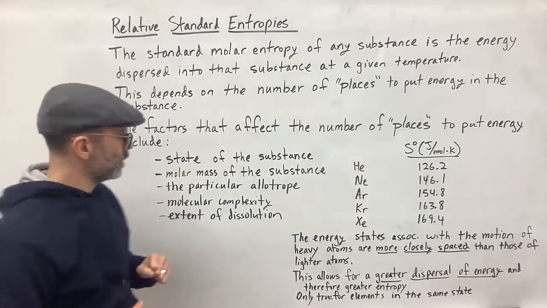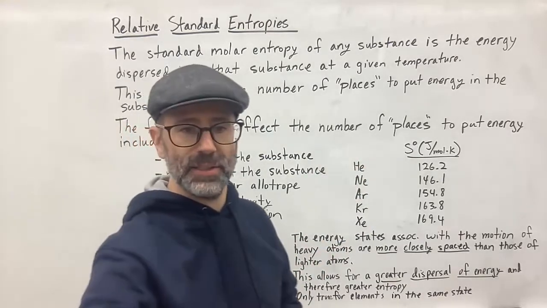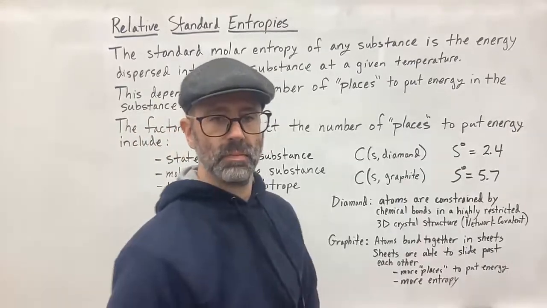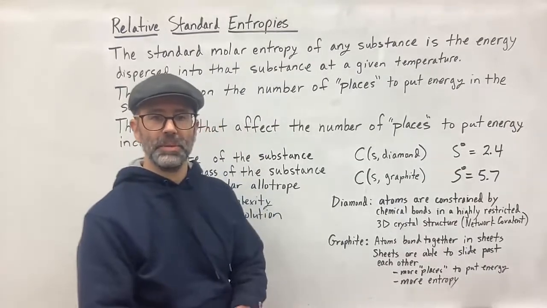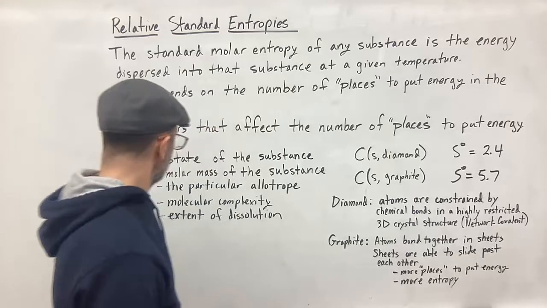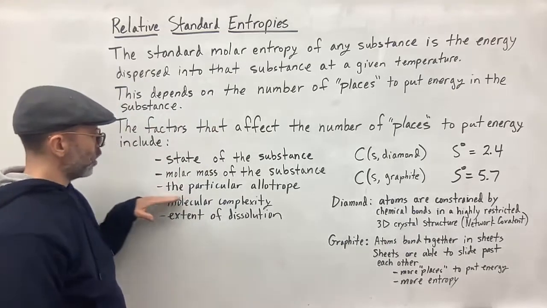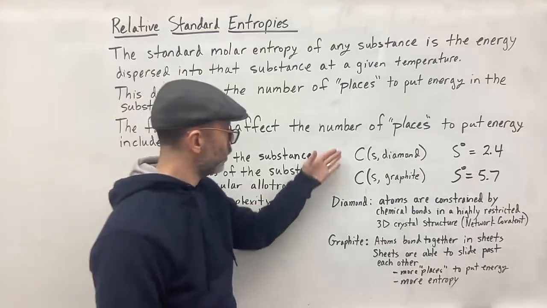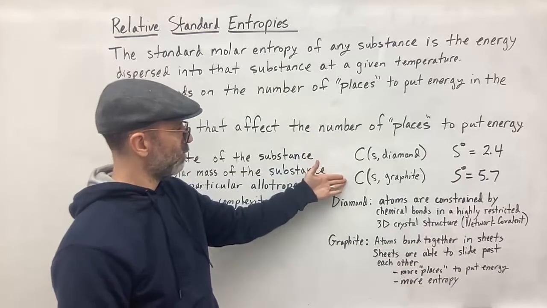What about the particular allotrope? Let's look at that next. Okay, what about the particular allotropes? So here we're at the third part. The particular allotropes that we're going to be dealing with are diamond and graphite.